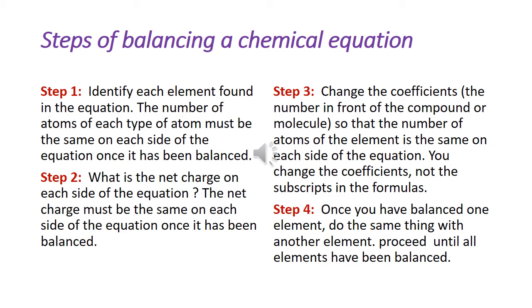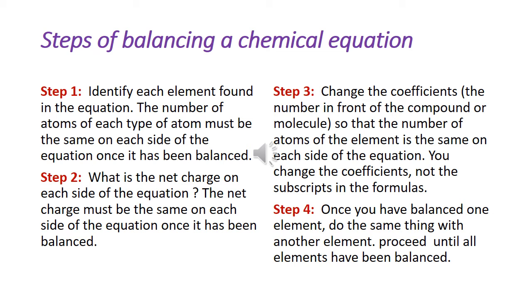Let us see each step one by one. Step number 1, identify each element found in the equation. The number of atoms of each type of atom must be same on each side of the equation once it has been balanced. In step number 2, what is the net charge of each side of the equation? We have to calculate that. The net charge must be same on each side of the equation once it has been balanced. So every time we have to check whether the equation is balanced or not on both the sides.